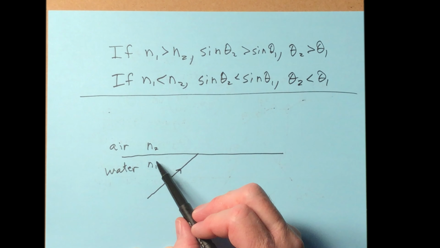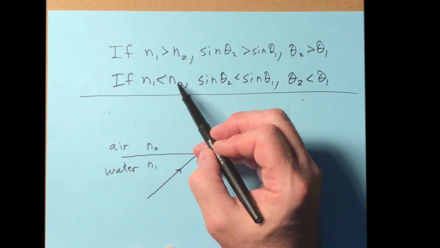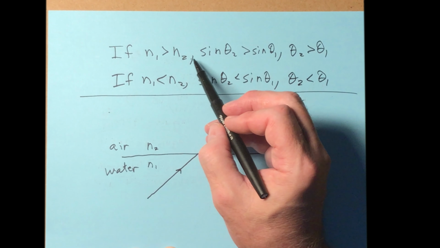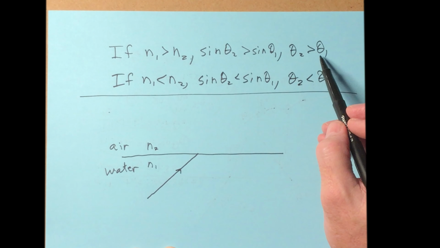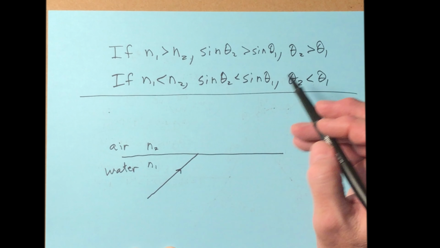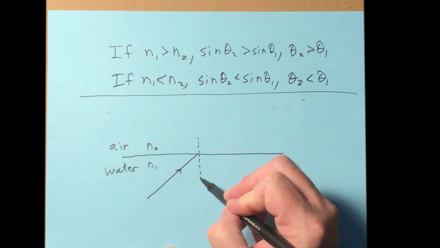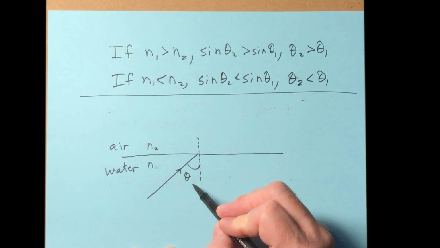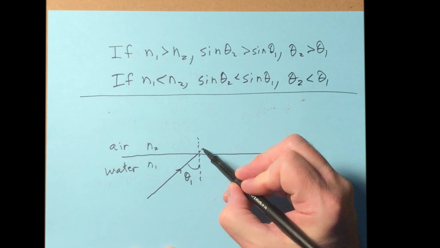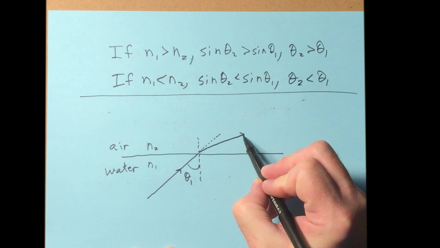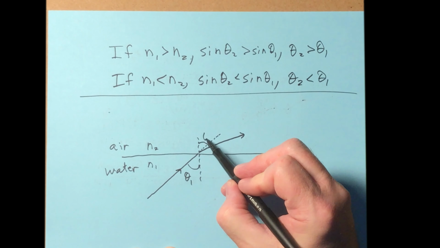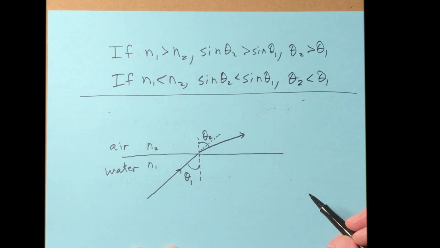Okay, so what case do we have? N2 is going to be less than N1, so we're going to have a refraction where theta 2 is larger than theta 1. So if this is the case, where that's theta 1, then the refraction is going to be farther out this direction, to where this is theta 2, like that.